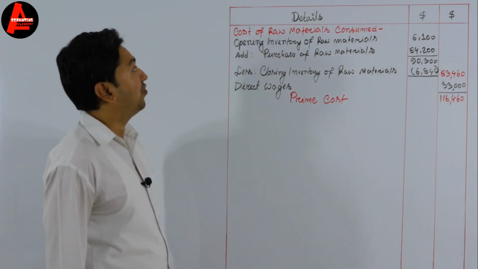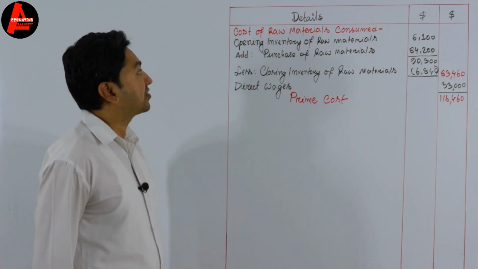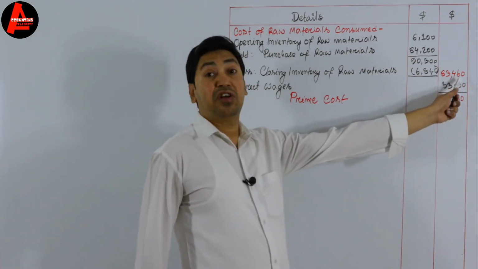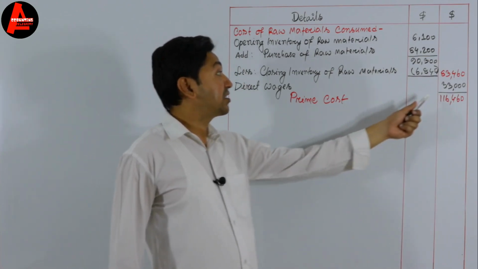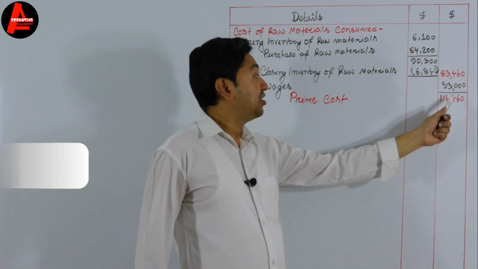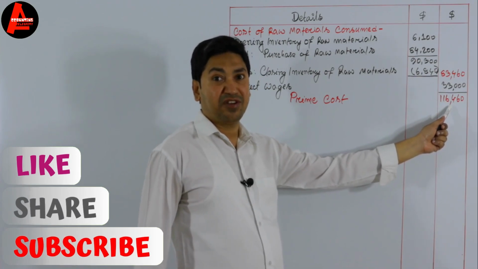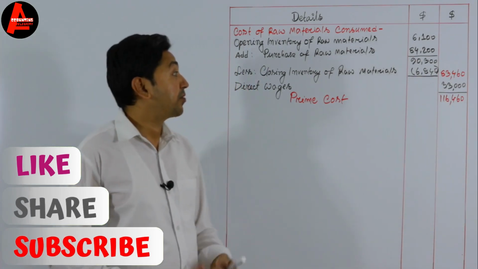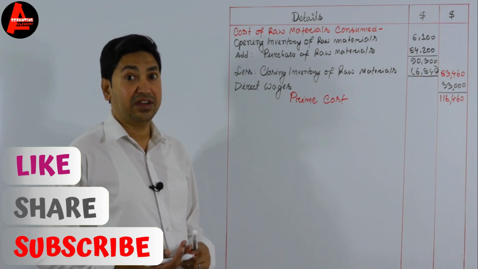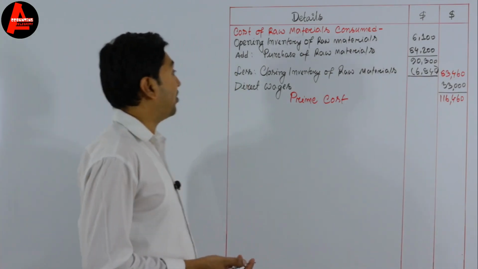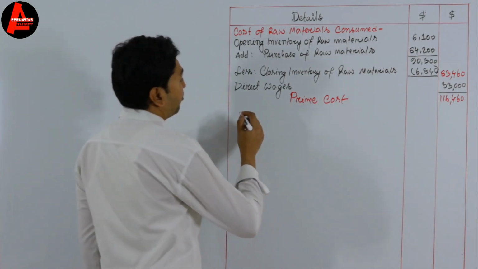So we calculated cost of raw materials consumed. It is $83,460. We added direct wages with it to calculate prime cost. Now with the prime cost we will add factory overheads. So let us write here factory overheads.